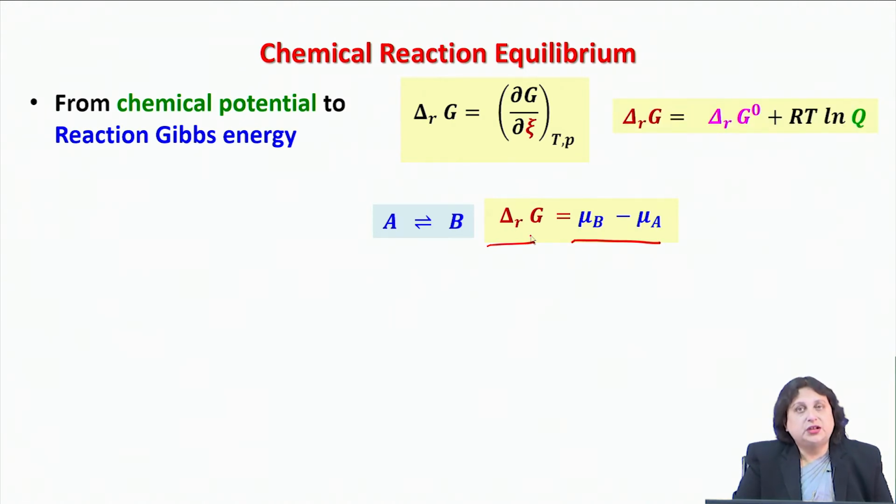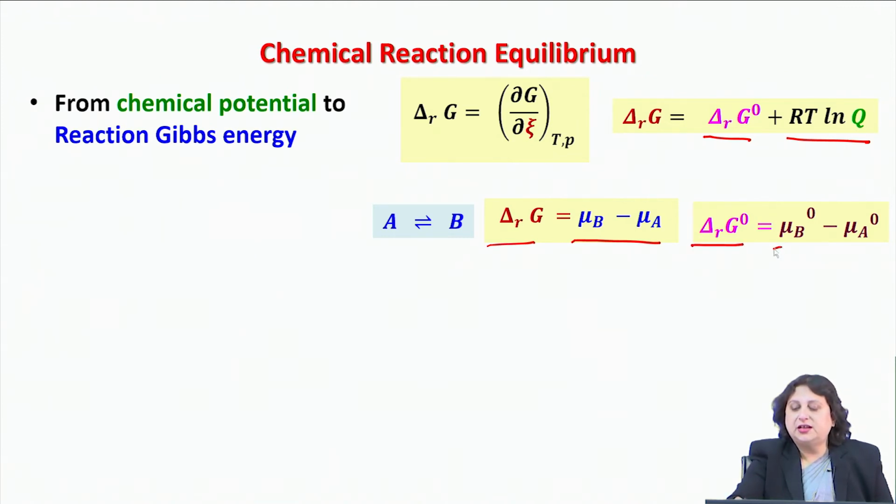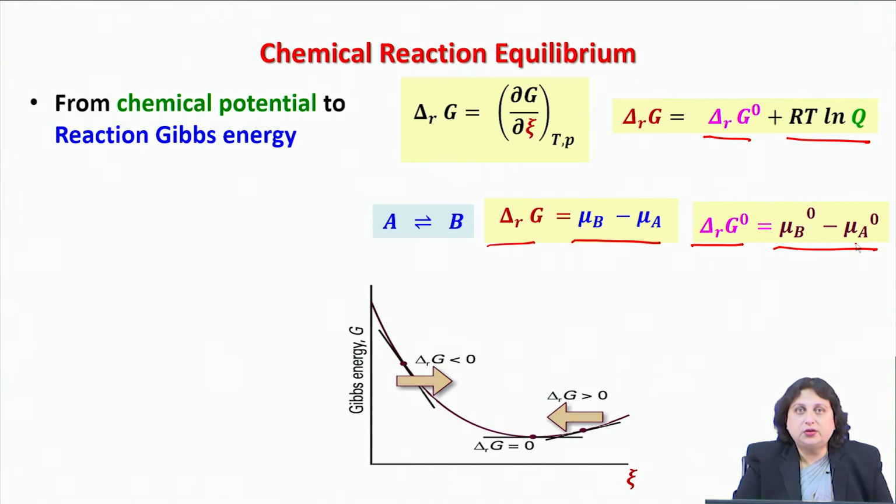We also showed in our previous lecture that delta Rg is a sum of two quantities. Here I have the delta Rg naught, that is the standard reaction Gibbs energy at 1 bar, and RT ln Q, which contains the information regarding the composition of the reaction mixture at a given stage. By definition, delta Rg naught is mu B naught minus mu A naught.